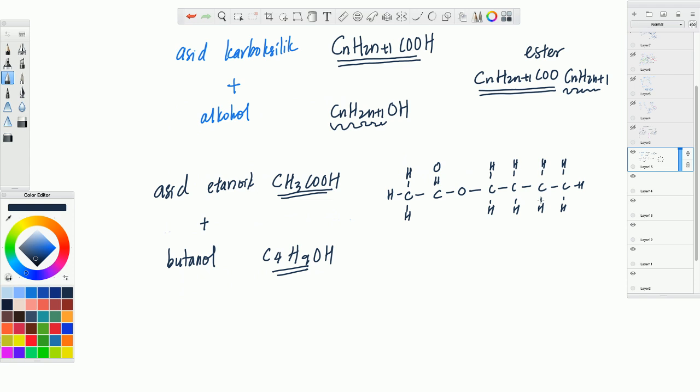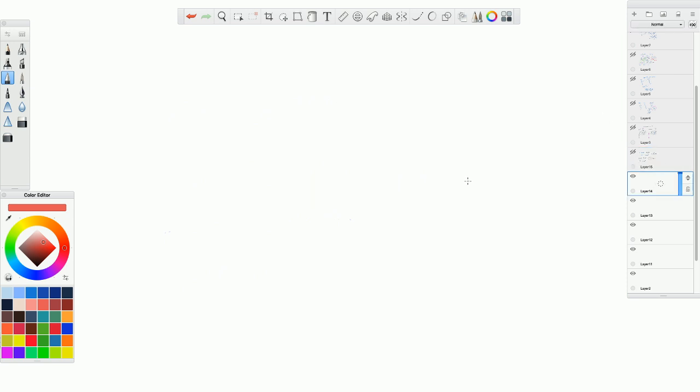Okay, so this part here, this COO part here, where we see this carbon, this part belongs to an acid. Okay. Now I can see the question bigger. Okay, so the question from Hanan.